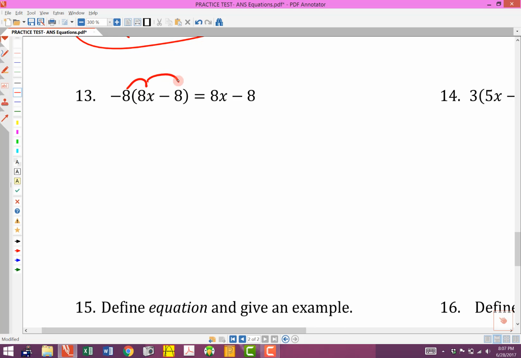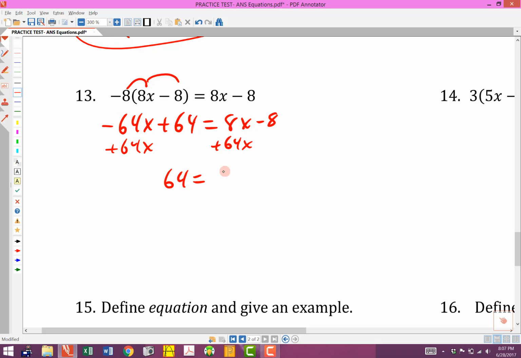Let's distribute through. Boy, look at all these 8s. Negative 64x plus 64. Negative times negative is negative times positive is negative. Negative times negative is positive. 8x minus 8. I'm going to move the smaller one. I'm going to move this one. So I'm going to add 64x to both sides. So we're going to have a 64 over here. A 72x minus an 8.